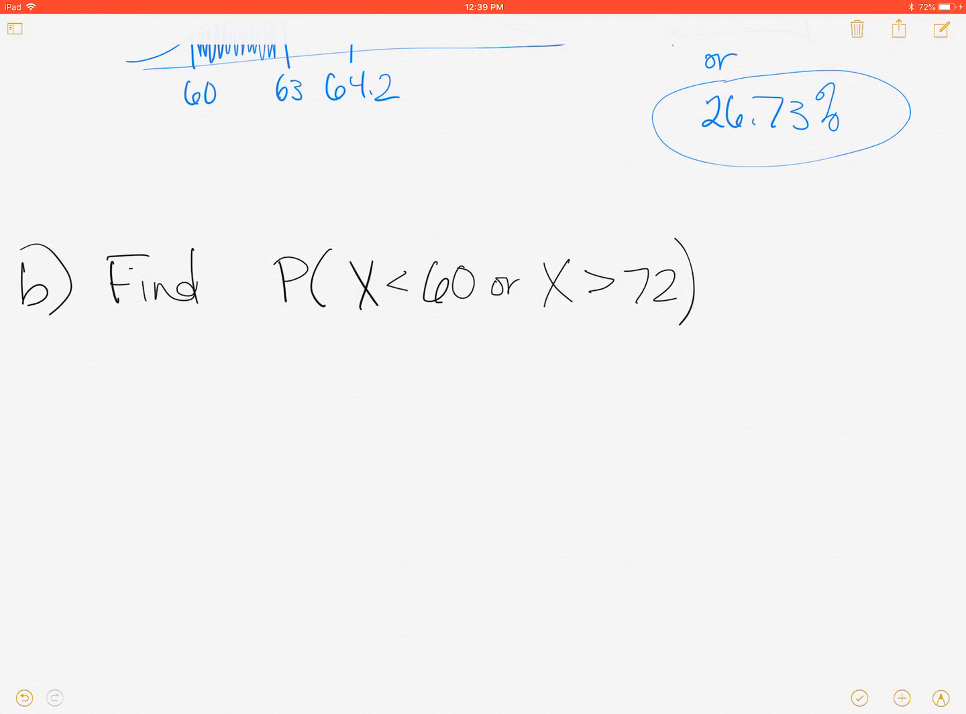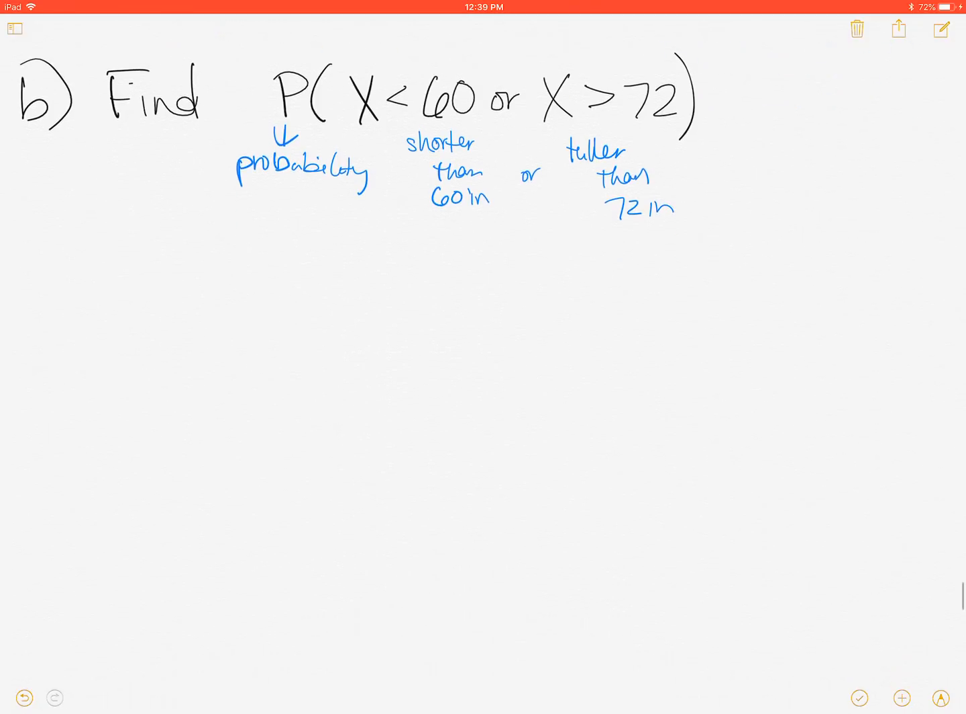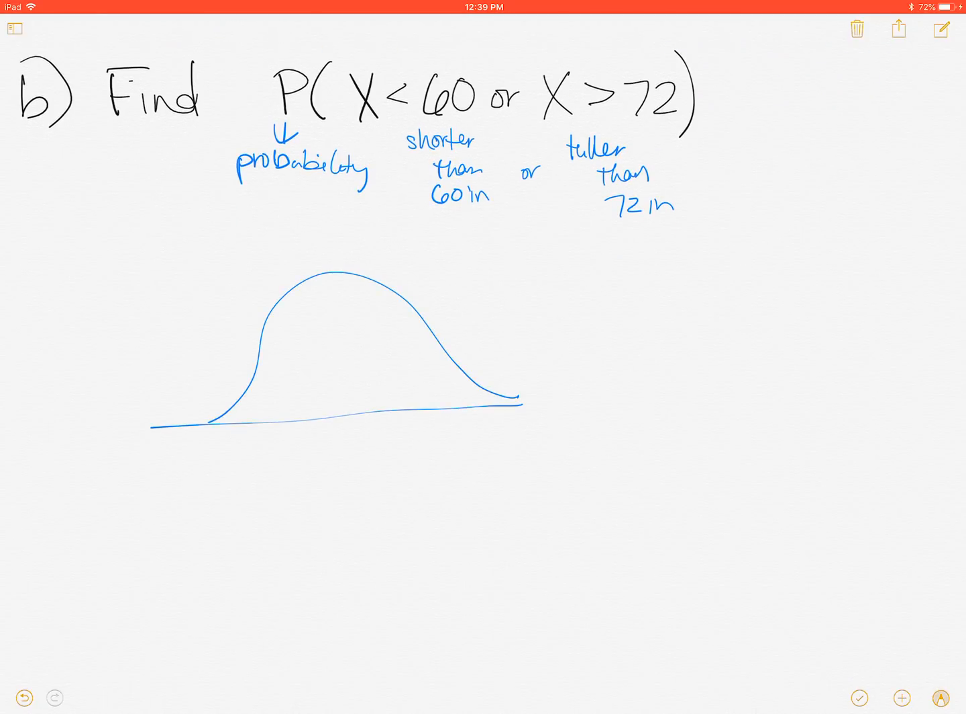Okay, now I changed it up a little. Instead of giving it to you in words, I give it to you in notation. Find P(X < 60 or X > 72). So in other words, this is saying find the probability of getting a person shorter than 60 inches or taller than 72 inches. It's good to be able to read notation and be able to use words. And so again, I'm going to start with the picture. 64.2 is our mean. Here's 60, here's 72. All that matters is they're on the correct side.